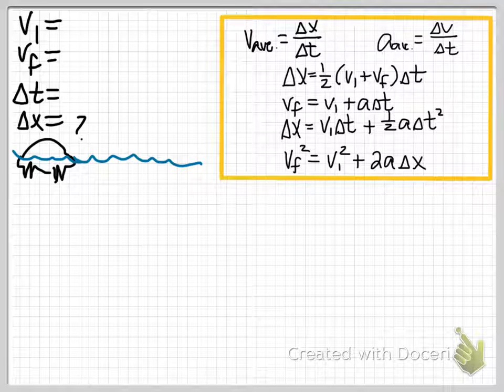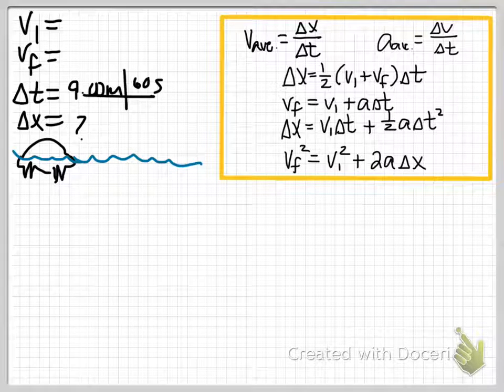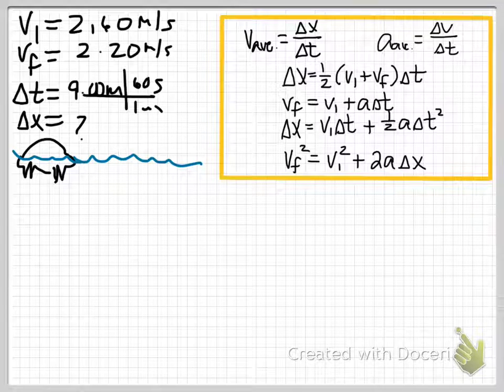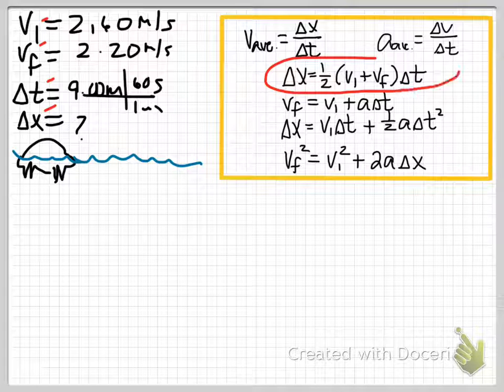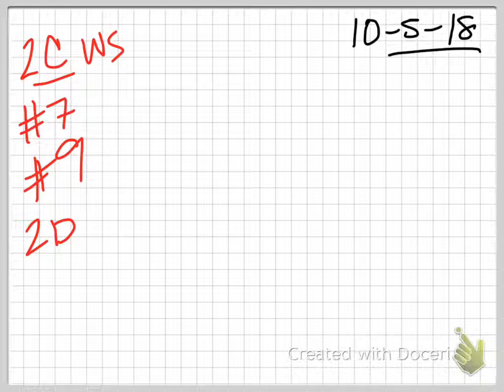And does this fix anything yet? Not yet? Okay, that's fine. So this is 9.00 minutes, 60 seconds in 1 minute. VI is 2.60 meters per second. VF is 2.20 meters per second. So again, we're looking at the four variables that we have: VI, VF, delta t, delta x. And that points us towards that equation. Does this fix anything yet? Any questions on 2D?